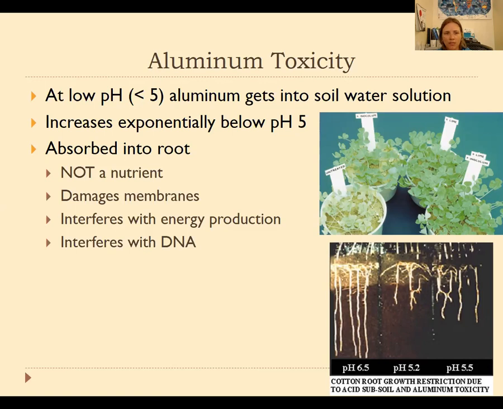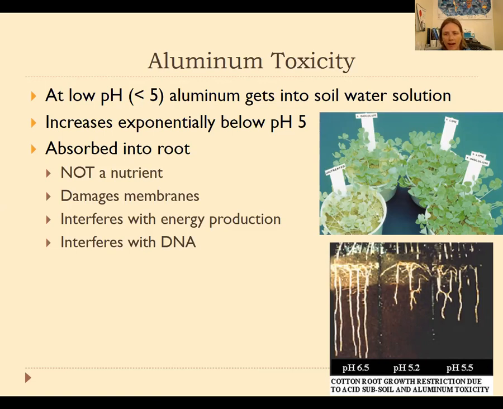And when aluminum is around, it starts to be taken up, absorbed into the roots of plants. It doesn't have an important nutrient function, and instead it damages membranes, it interferes with energy production, and it interferes with potential DNA production in plants.